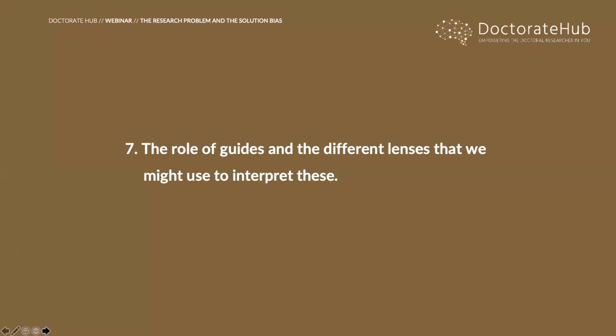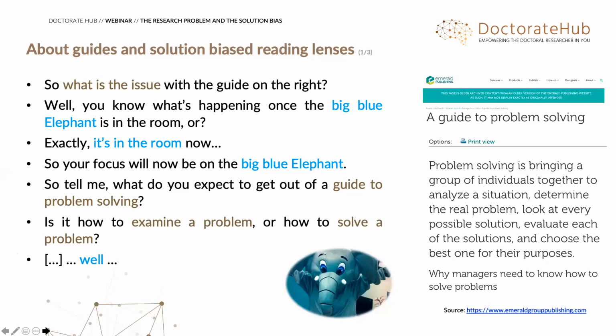So as we close today's webinar, we finally come to the role of guides and the different lenses that we might use to interpret these. So what is the issue with the guide on the right side? Well, you know what's happening once a big blue elephant is in the room? Exactly, it's in the room now. So your focus will now be on the big blue elephant.